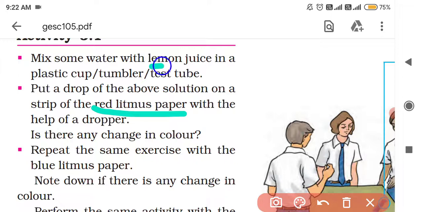And lemon juice is acidic in nature, so there will be no change in color. Is there any color change? No, there will be no change in color. Now repeat the same exercise with the blue litmus paper. Note down if there is any change in color.